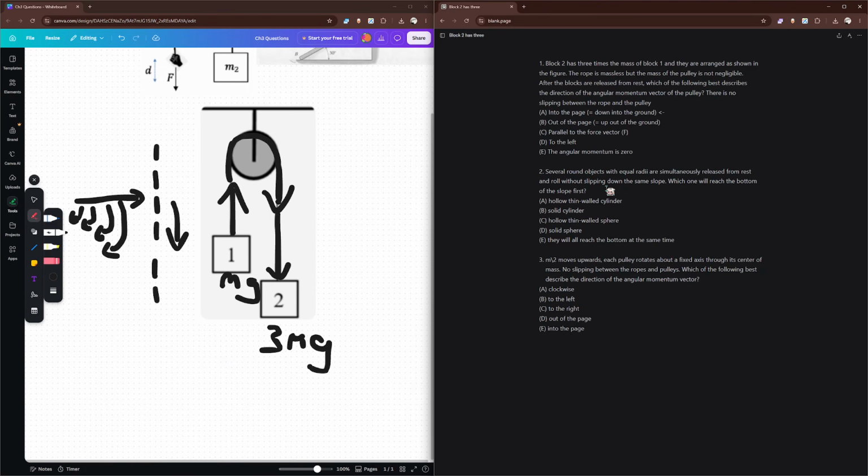So question two: several round objects with equal radii are simultaneously released from rest and roll without slipping down the same slope. Which one will reach the bottom of the slope first? The one to reach the bottom of the slope first would be the one with the smallest angular momentum per mass, and that means that the largest fraction of its energy will be kinetic energy for its linear motion.